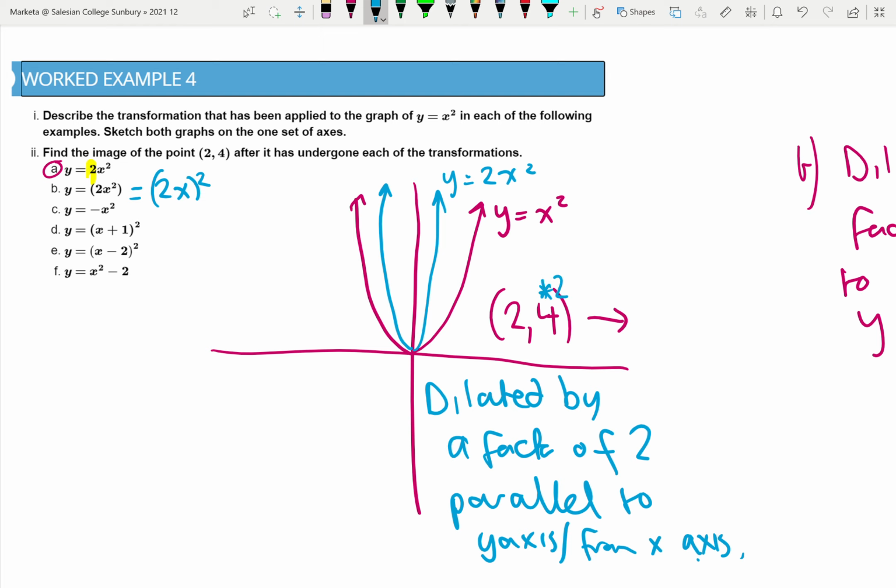I usually use the from, so I'd say from the x-axis, and I always remember that the dilation and reflection affects the opposite. So that means that we're going to get 2 still for x, the x value is still 2, but this dilation from the x-axis affects the y, so the y value becomes 8.